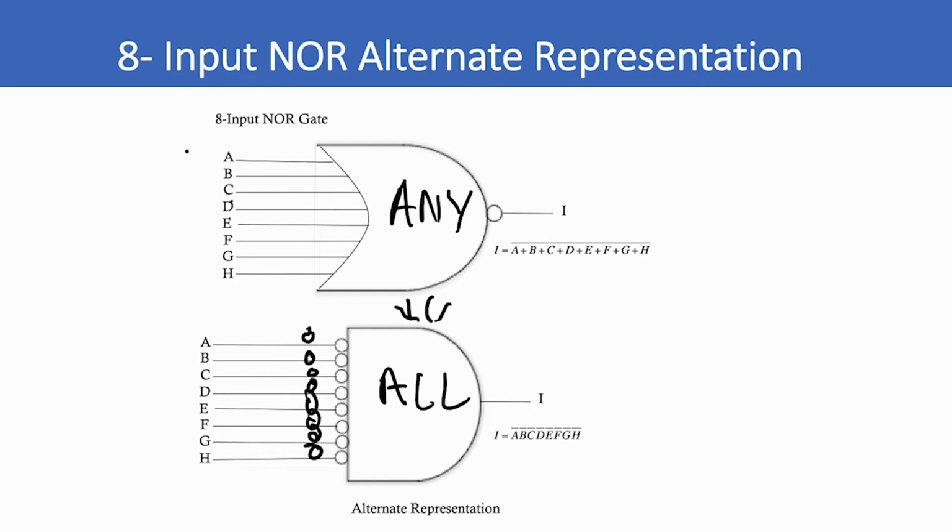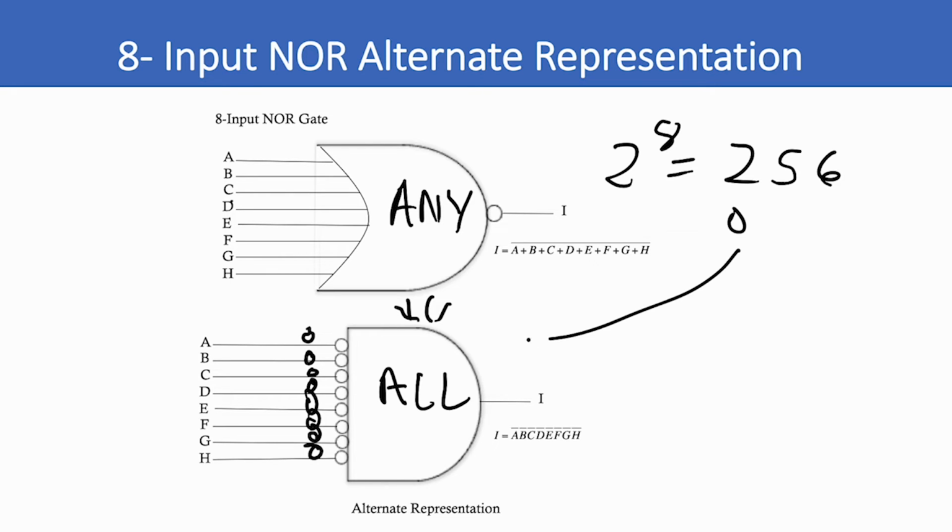Okay, so how many input combinations are there? Well, there's 8 inputs: 1, 2, 3, 4, 5, 6, 7, 8. So there's 2 to the 8th combinations. That equals 256 different combinations. It goes from 0 to 255. So 0 is this case down here, and then the others, from 1 to 255, will be for all the other combinations. This will logically describe from 1 to 255 the operation that says any high gives a low.